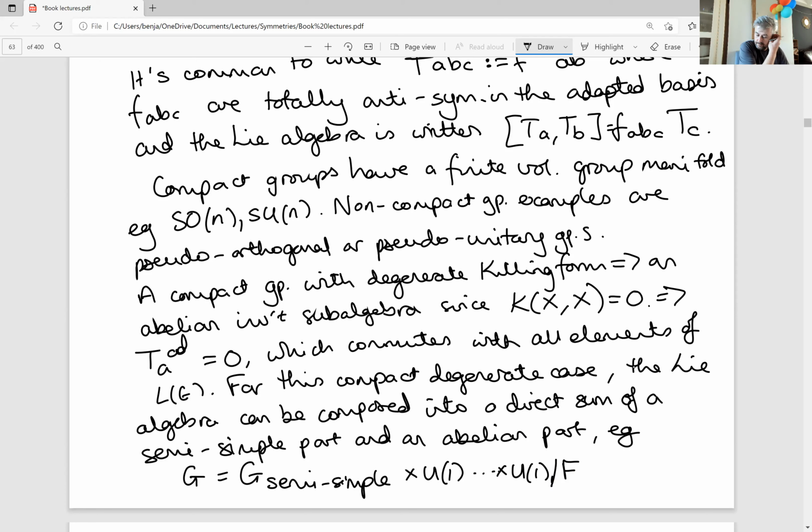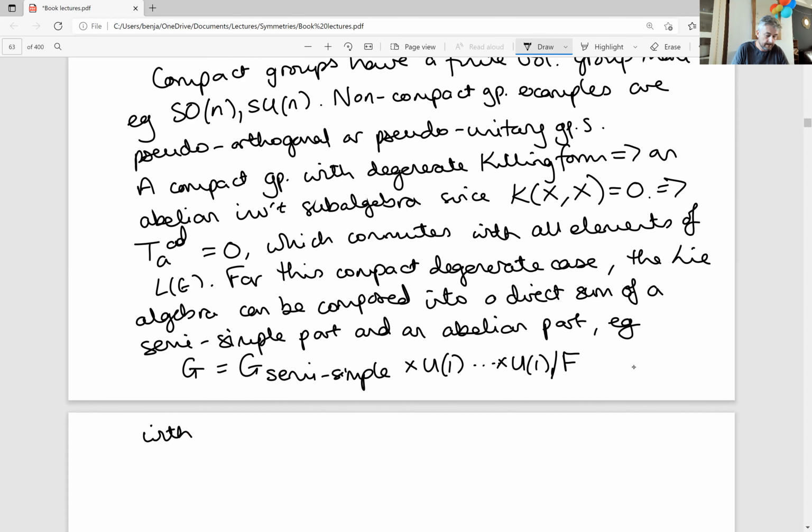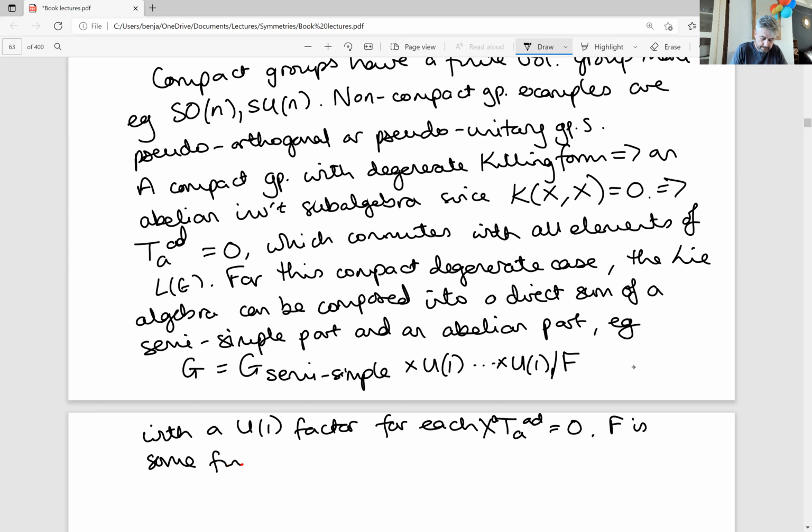And in general, you can have a coset with respect to F. So there's a U1 factor for each XA times T adjoint is 0. So F is some finite group within G. And F could be trivial. You don't have to have a coset.